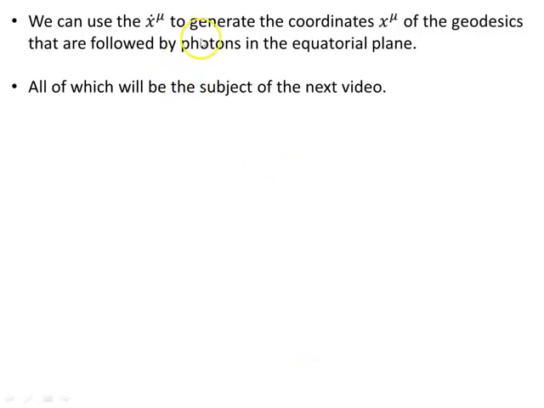where x dot mu is dx mu d lambda. And now we can use the x dot mu to generate the coordinates x mu of the geodesics, as I was talking about with anti-differentiating, that are followed by the photons in the equatorial plane. Now, all of that will be the subject of the next video. Finding those antiderivatives and plotting them is the subject of the next video. And that's it for this one.